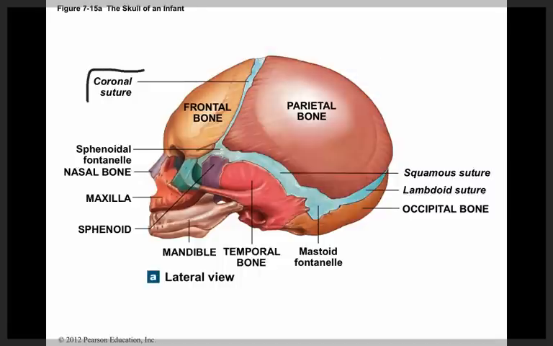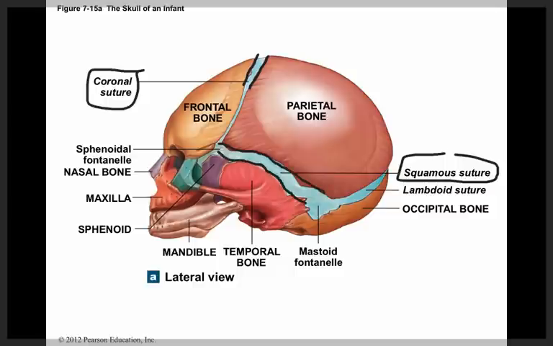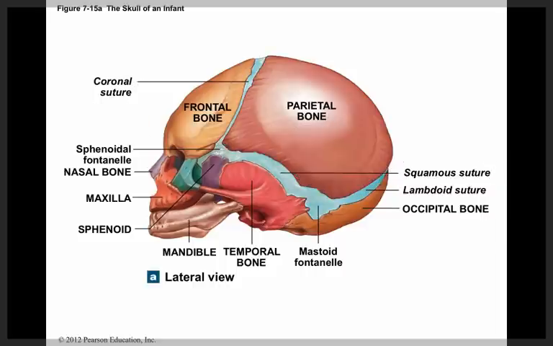So here we see the coronal suture, and we see it's creating a space between the frontal and the parietal bones. Here on the side we see the squamous suture, which is again wider between the parietal bones and the temporal bone. And we also see the lambdoid suture between the parietal bone and the occipital bone. Where these sutures come together, they form a larger area of fibrous tissue that are called fontanelles. We need to know where those structures are.